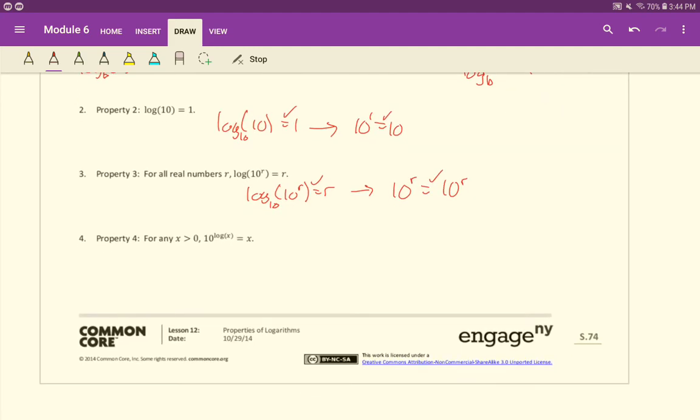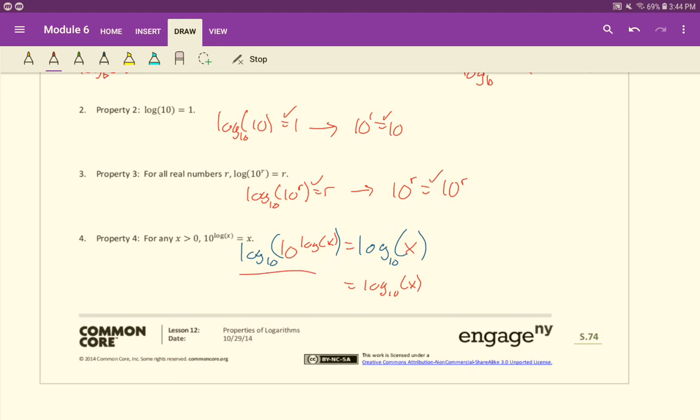Okay, the next property here, for any x greater than 0, 10 to the log of x equals x. So this one might be a little bit harder to see, but I'll show you here one way to think about it. Okay, in this situation, what we can do to take care of this is to take the log, I'll do this in a different color, we'll do the log of each side. Okay, remember log is log base 10. Log base 10 of x is just going to give us log base 10 of x, right? That's not going to change. You can't really simplify that at all.